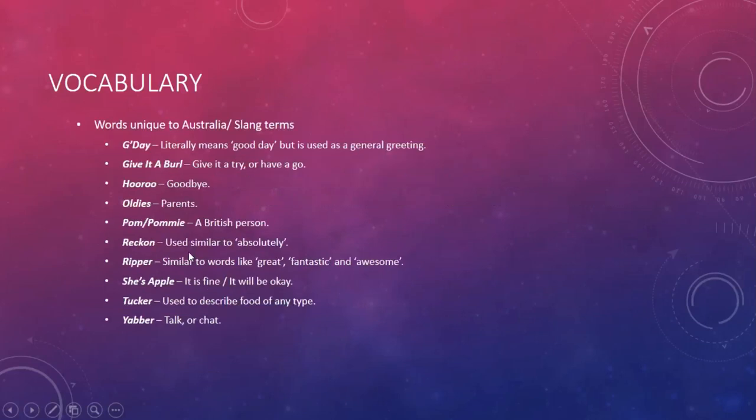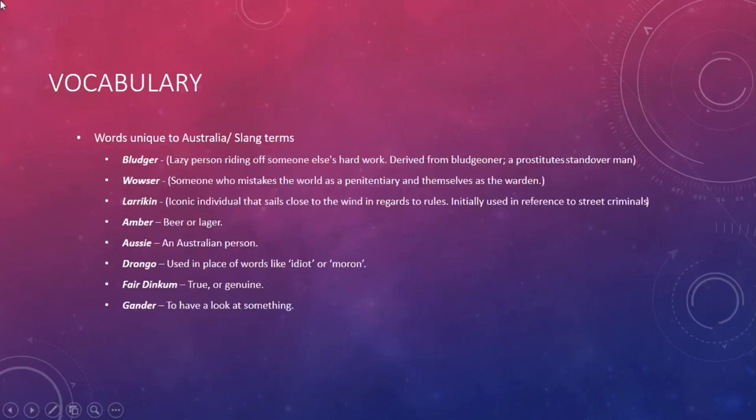I have quite a list of terms. You can learn a couple, or four or five of them, and write them in your exam, but it's actually fun to know the meanings of these words, right? A bludger is a lazy person riding off someone else's hard work. We would call such a person a freeloader in Malayalam; that is who is called a bludger.